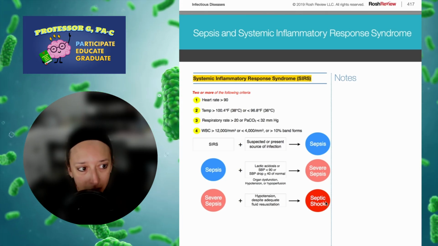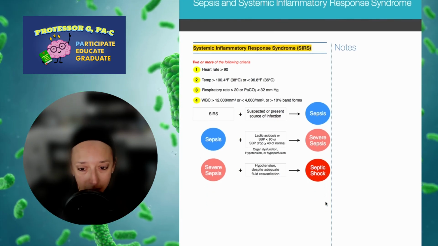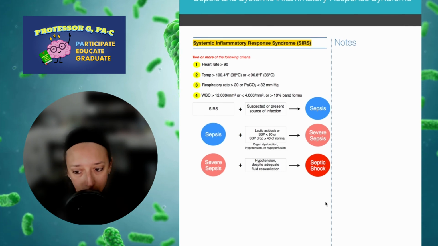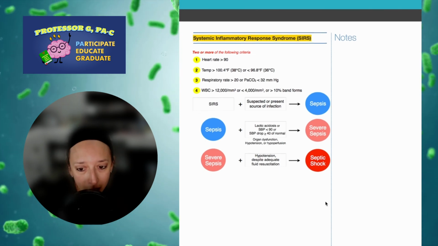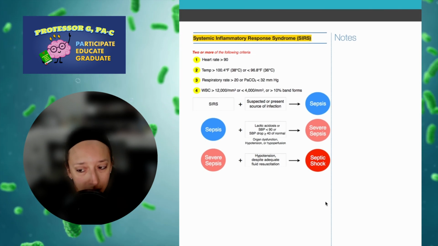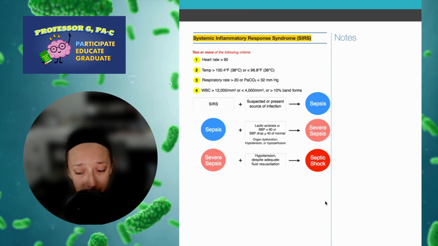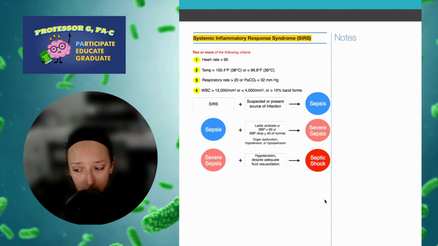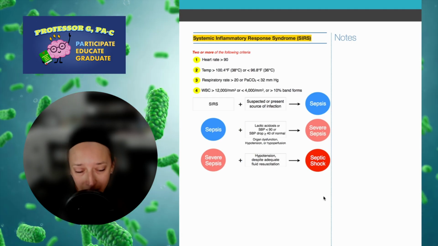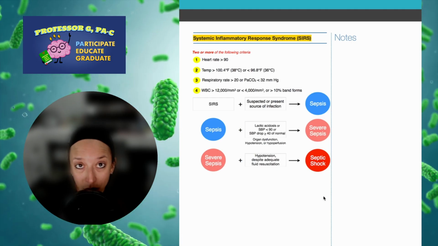Management is basically aggressive IV fluids and broad spectrum antibiotics. Within the first hour, we want to give those, along with source control like removing infected lines or draining abscesses. An appropriate tip here is that the earliest life-saving steps in sepsis are fluids and antibiotics. We have to do this fast, and in sepsis and SIRS, every hour counts.